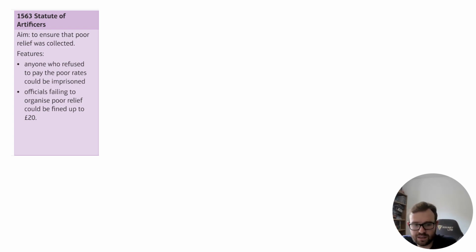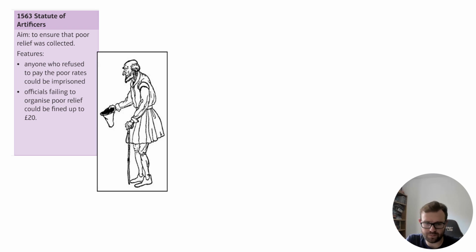So you get 1563. Don't worry too much about the date on these ones. But 1563 Statute of Artificers, basically to ensure that poor relief was collected, kind of like a benefit system. And the features: anyone who refused to pay the poor rates could be imprisoned, and officials failing to organise it could be fined. So it was a really big push on ensuring poor people had that support.